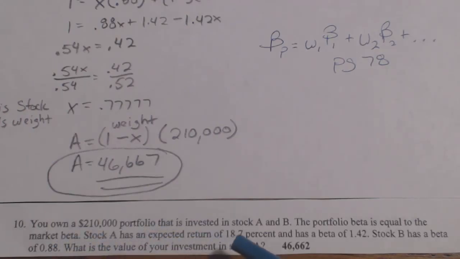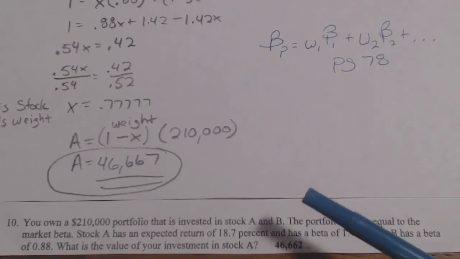Stock A has an expected return of 18.7% and a beta of 1.42. Stock B has a beta of 0.88. What is the value of your investment in stock A? So they want you to know what your investment in stock A is.